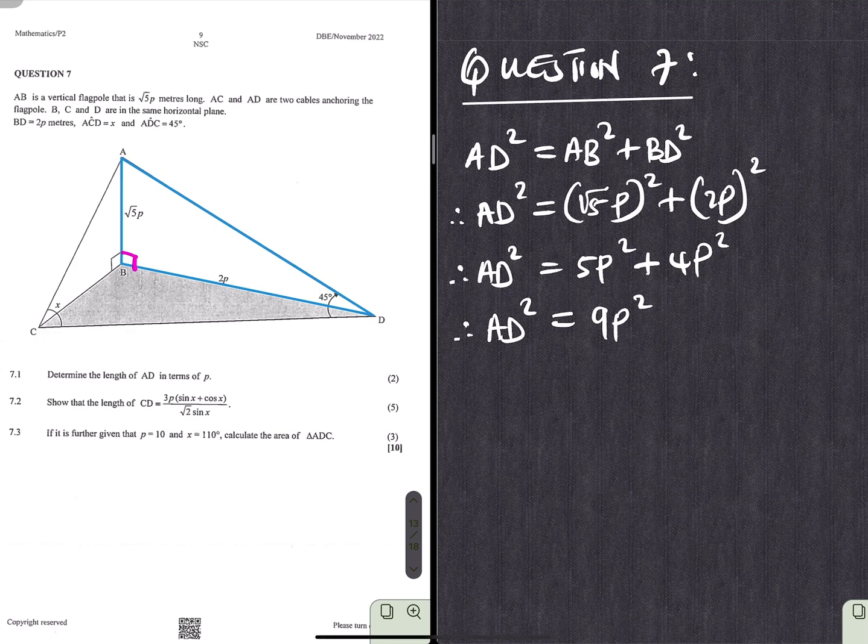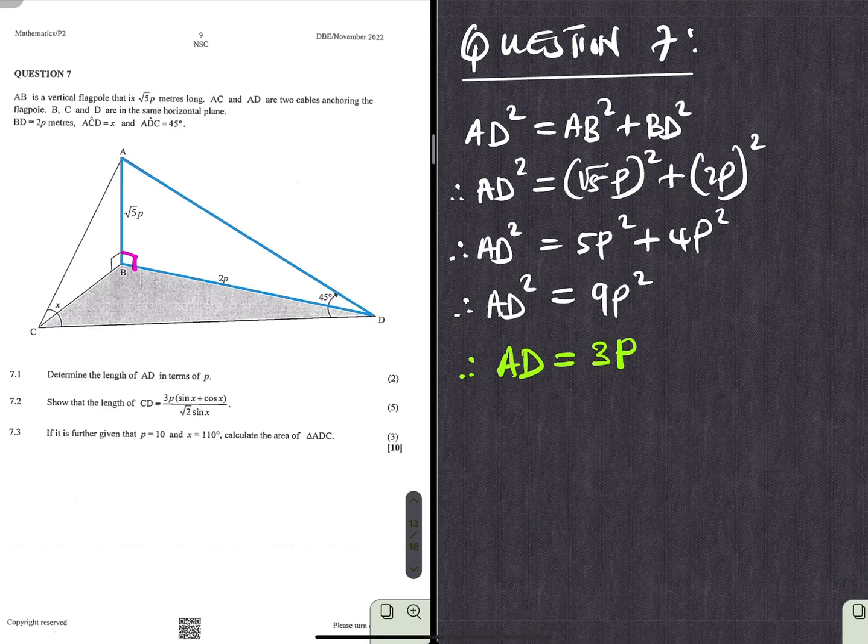Therefore, you are looking for the length, the length of AD should be, you can't say plus or minus because this is a length, so you must take the positive one. So if you square root 9p squared, it's going to give you 3p. I hope you are fine with that. So you're going to get 3p. This will really give us 3p.